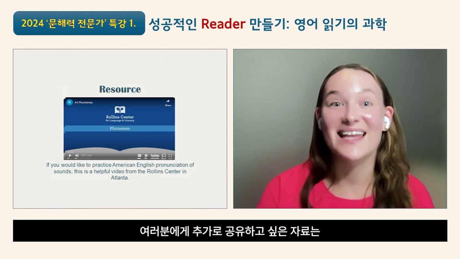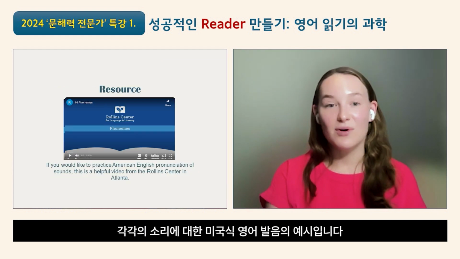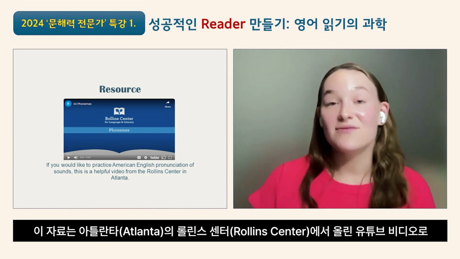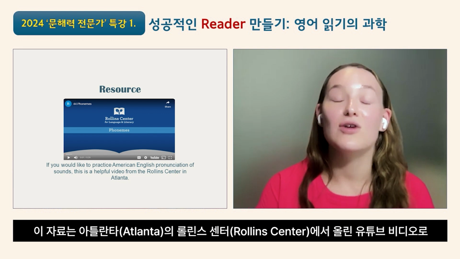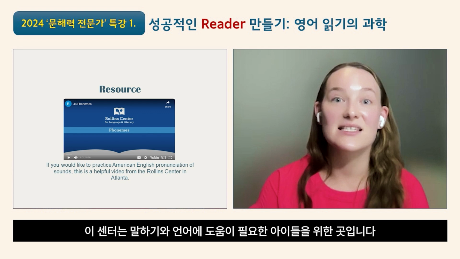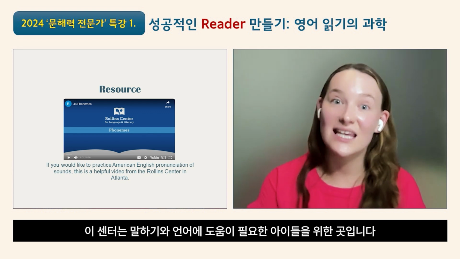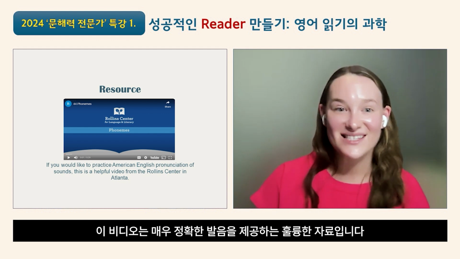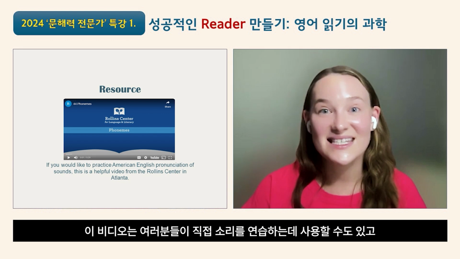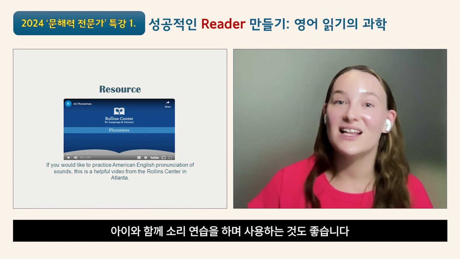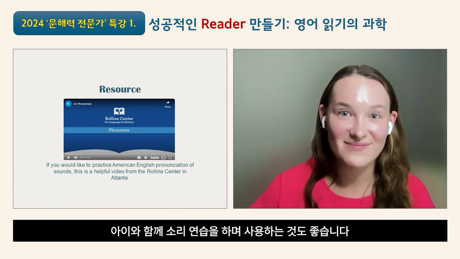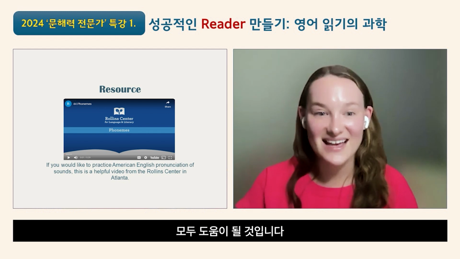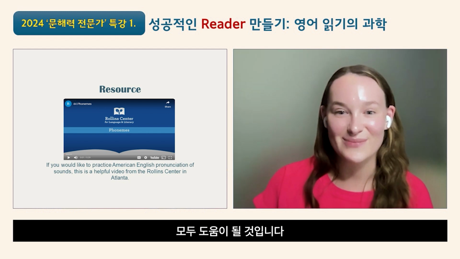One additional resource I'd like to share with you is an example of American English pronunciation of each of these sounds. This resource is a YouTube video put up by the Rollins Center in Atlanta that is a center designed for children with speech and language needs. And it has a great example of very precise sounds. You can use this video to practice the sound yourself, or you might want to use it along with your child to practice the sounds. This is going to be helpful for both our first section, practice with sounds, and teaching the letter-sound relationship.